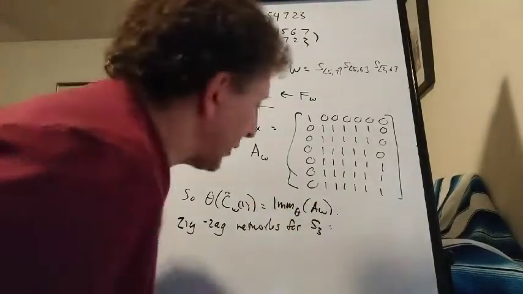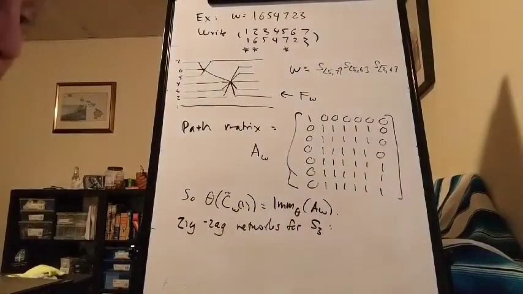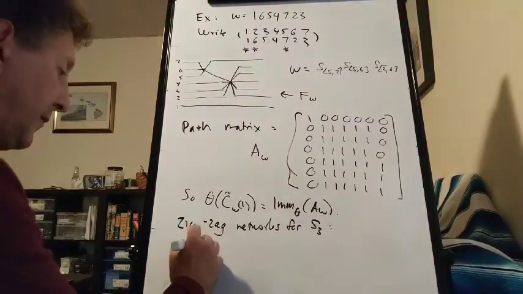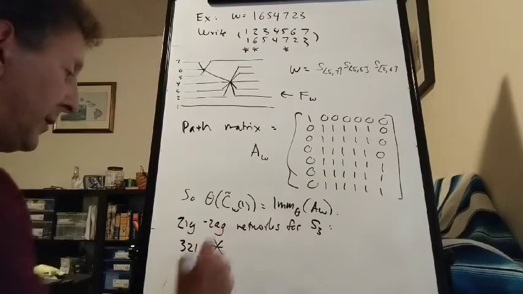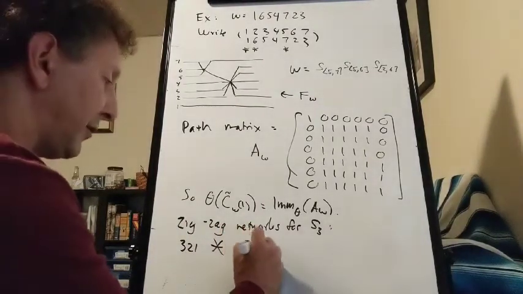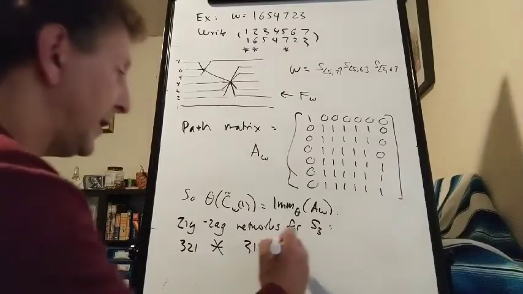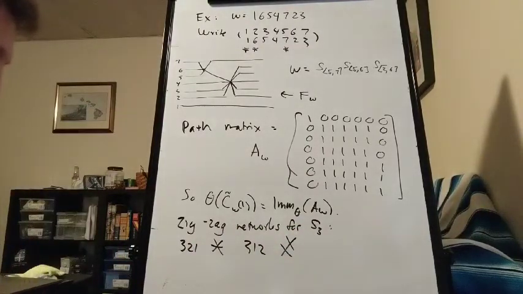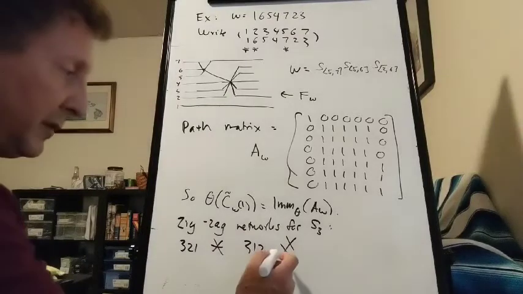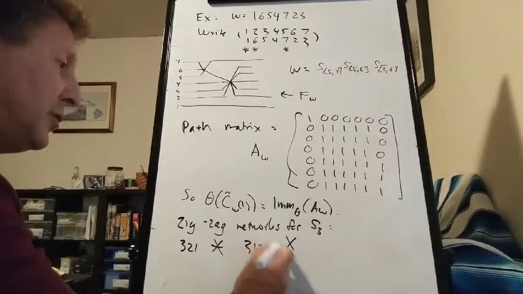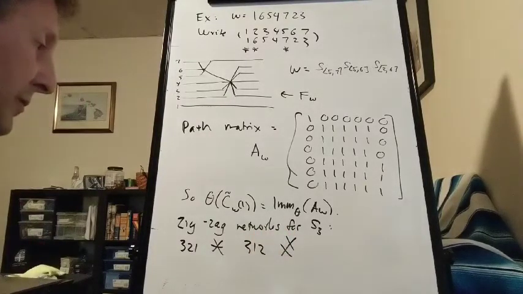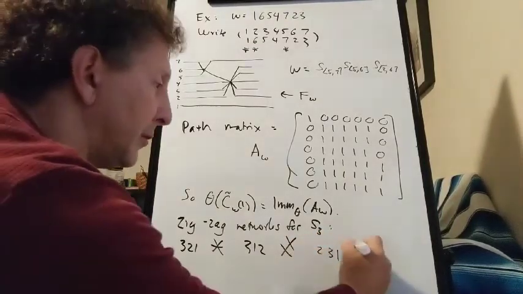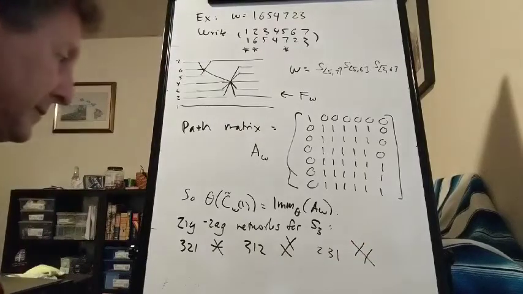Let's write down the zigzag networks for S3. So for 3, 2, 1, we have this star. For 3, 1, 2, we have this concatenation of 2 stars. You can see 1 goes to 3, 2 goes to 1, 3 goes to 2. For 2, 3, 1, we have the reverse of that.